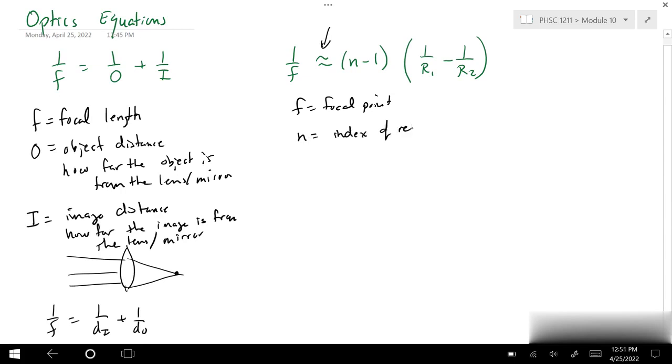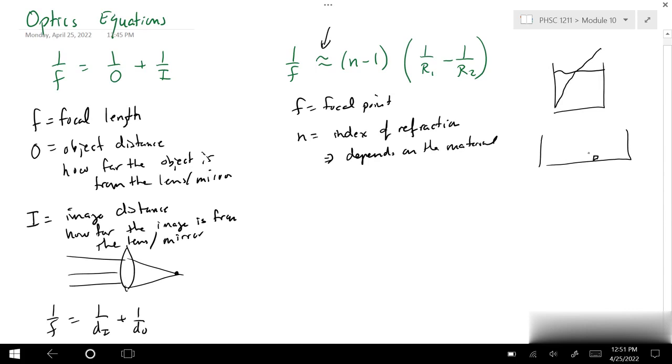n is equal to the index of refraction, and this depends on the material. What do I mean by index of refraction? If you have a cup of water and you put a straw in it, the straw appears to bend. In reality, the straw doesn't bend, but it appears to bend when you look at it through water. If you've ever played in a pool, you know when you put a quarter at the bottom of the pool and you dive in, it's not where it appears to be, because light bends.